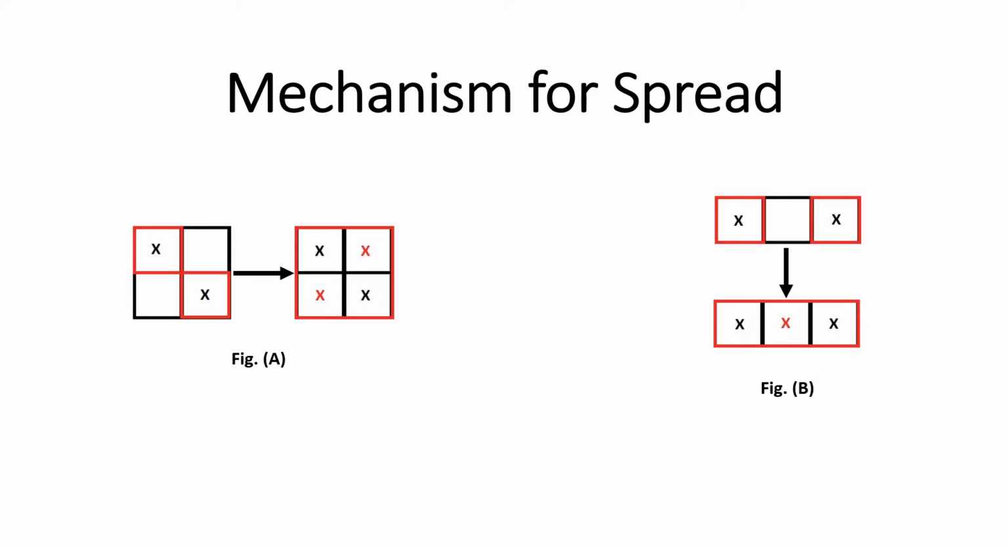Mechanism for spread: if there is an empty unit square which has more than one X square as its neighbor, then that unit square can be made an X square. Figure A and figure B show two ways in which a new X square can be made.